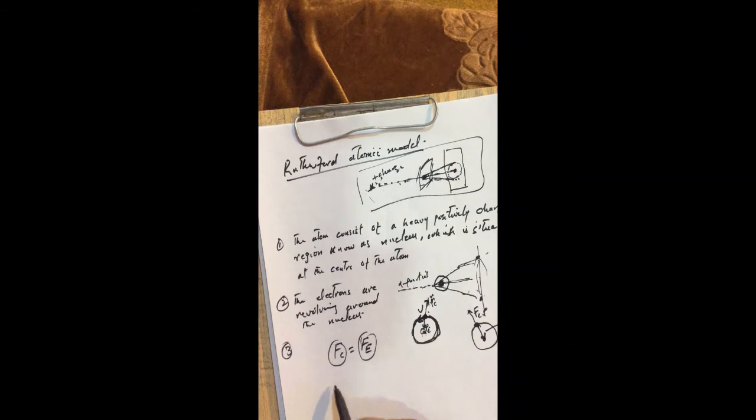So we can say that the centripetal force, mv squared over r, is equal to the Coulomb force, which is k, the Coulomb constant, times the charge on the nucleus times the electron charge, divided by r squared. This is the Coulomb force. So this is the third main feature of this Rutherford atomic model.